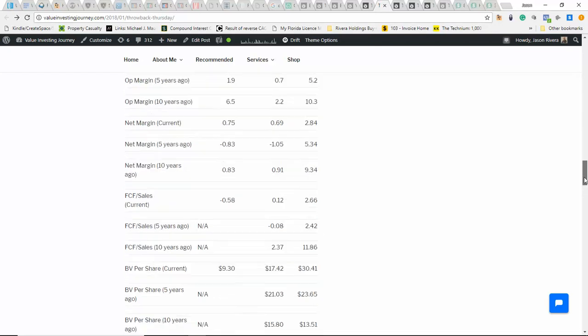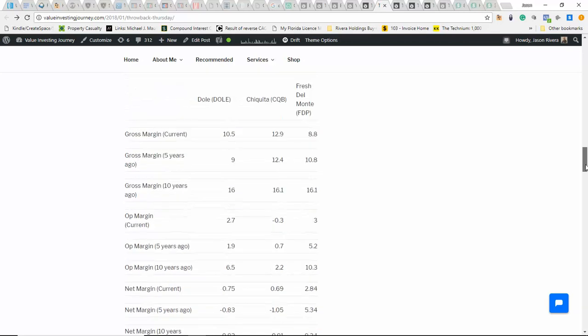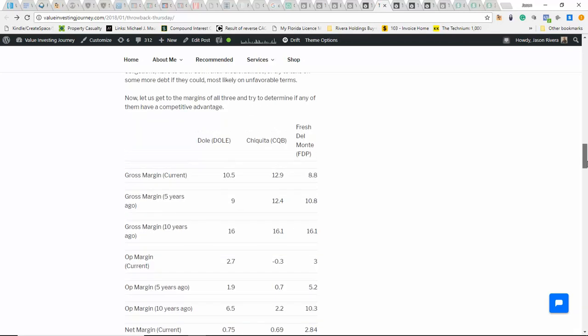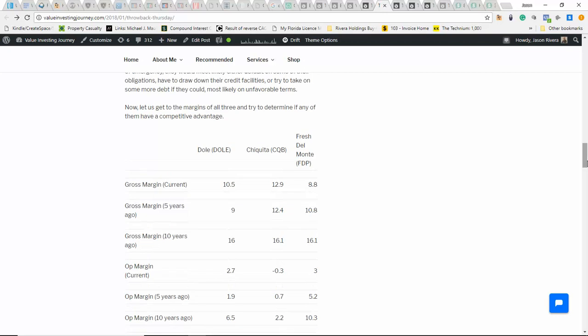You can use all these numbers, some of these numbers, or none of these numbers in your analysis. But doing this kind of competitive analysis will help you not only learn about the company you're looking at, in my case Dole in 2012, 2013, but you also get to see its competitors. By doing this, you'll learn more about the industry, the economics of the industry, and potential competitive advantages in the industry, and in some cases you may actually find a better company to invest in. In this case, that wasn't the case, but I have in the past.